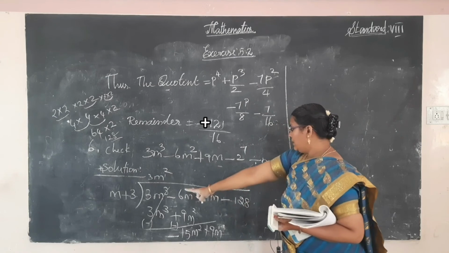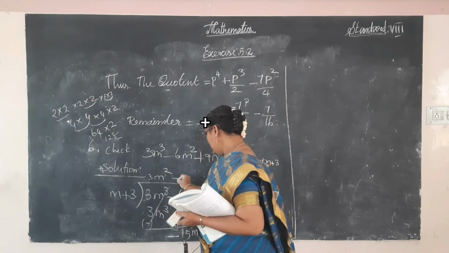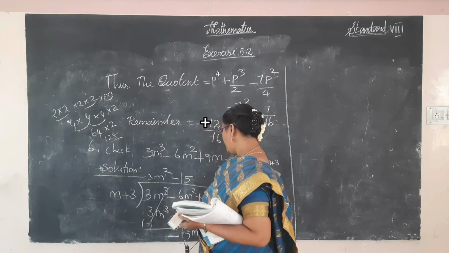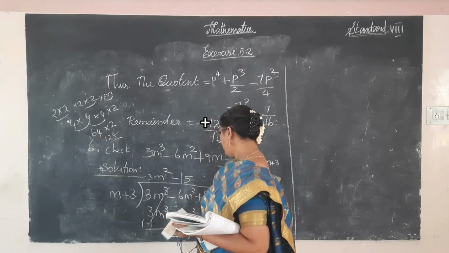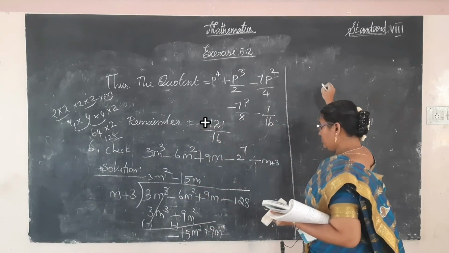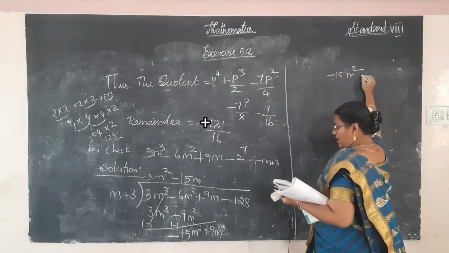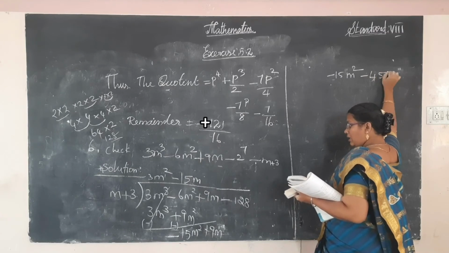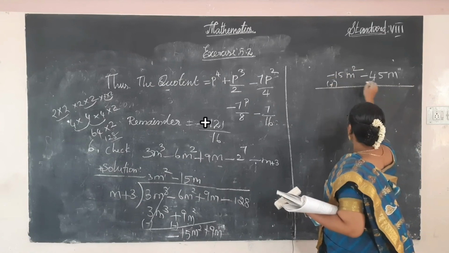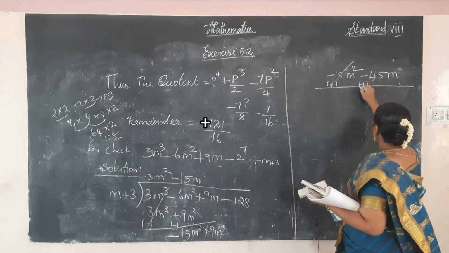The first term divided by the divisor. What do we get? Minus 15m. Okay, multiply: minus 15m square, minus 45m. So the first term will be cancelled. Change the sign. The first term will be cancelled. So plus 9, plus 45.